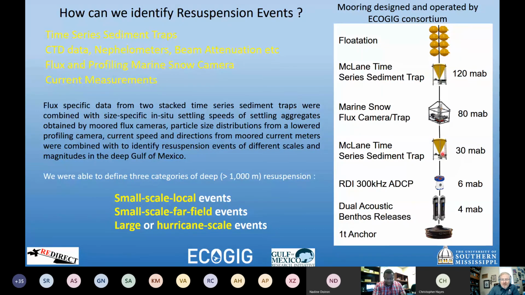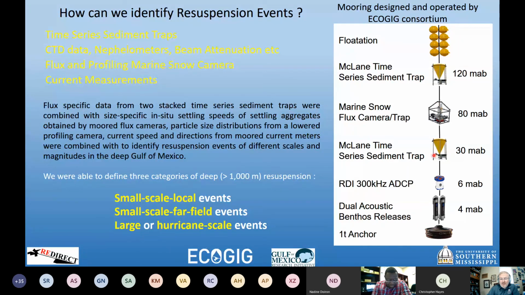So we have 2 sediment traps. We have a flux camera, which takes time series pictures of material arriving in the trap over time, the current meters, and then a release on an anchor down here. So with that, we can identify events which happen on the seafloor where material is being brought into these traps or into the flux camera.